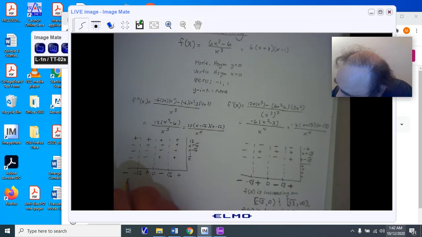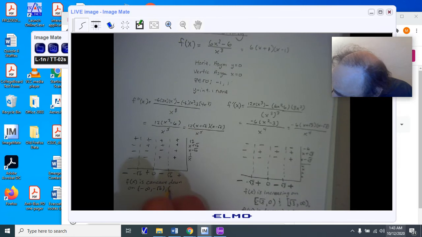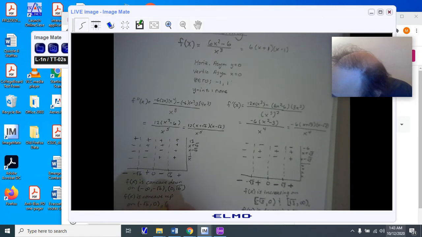This tells me that f is concave down on the two intervals, negative infinity to negative root 6, and then from 0 to root 6, and f of x is concave up on the other interval, negative root 6 to 0, and then root 6 to infinity.